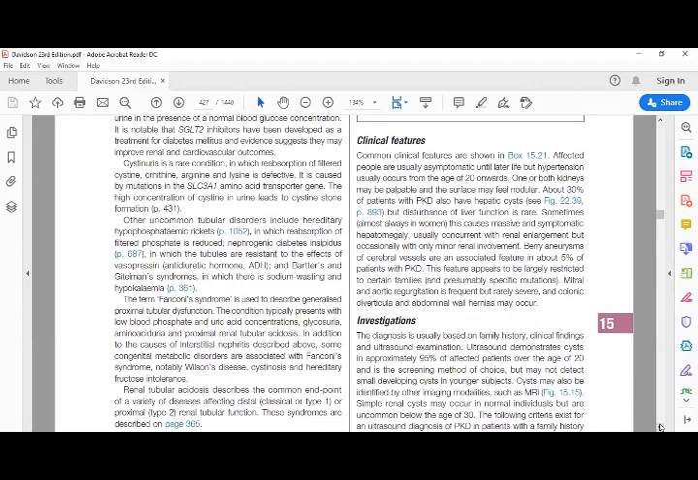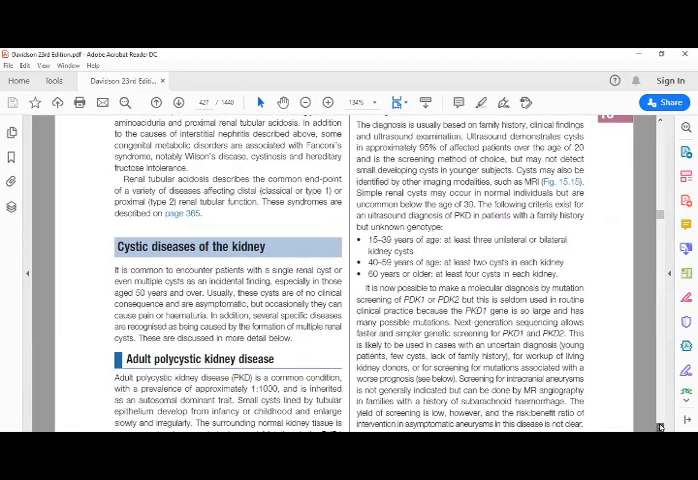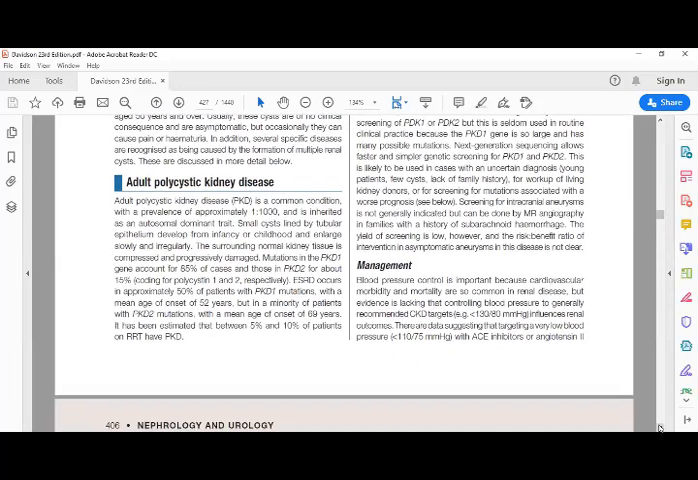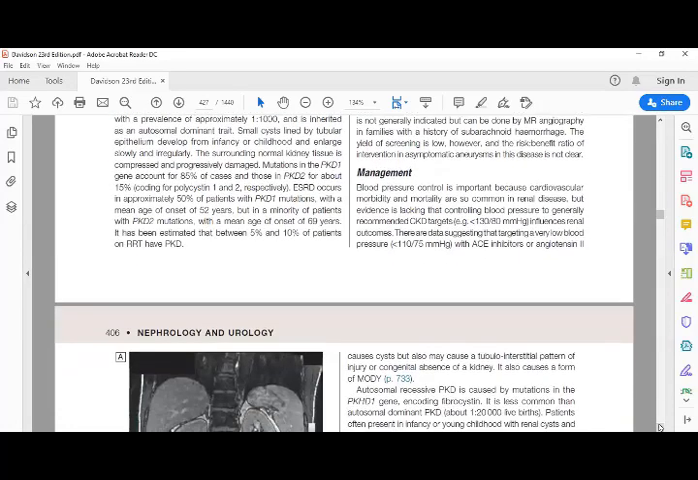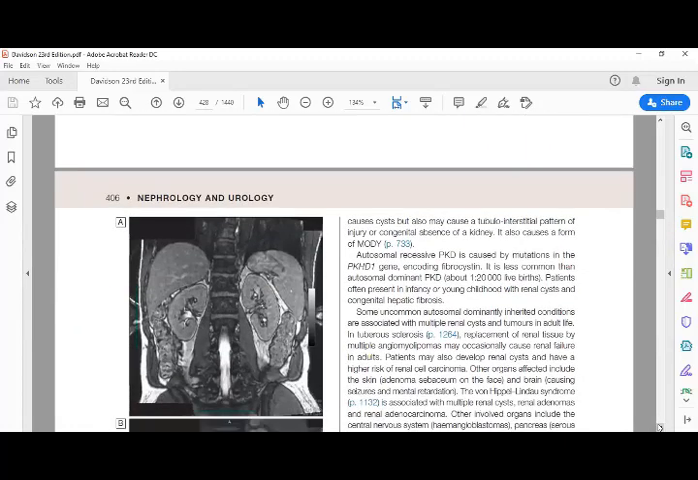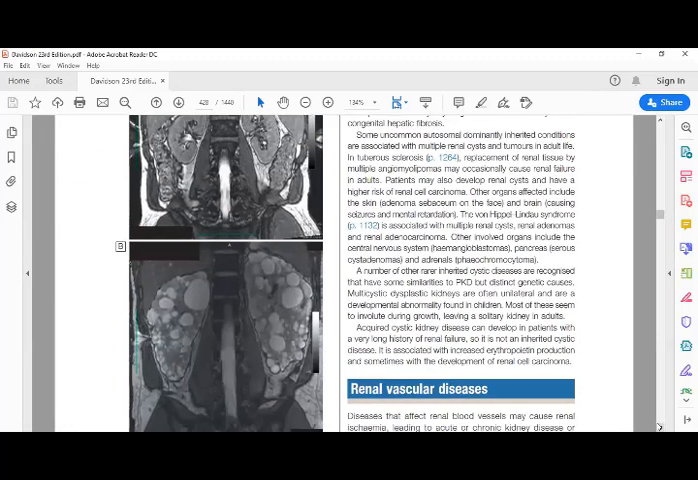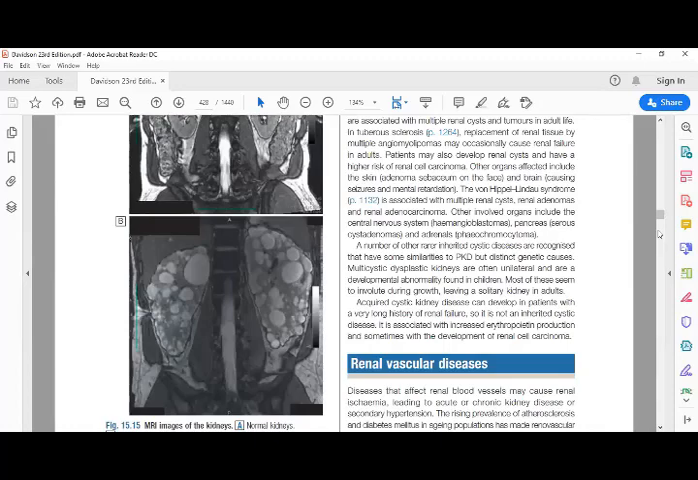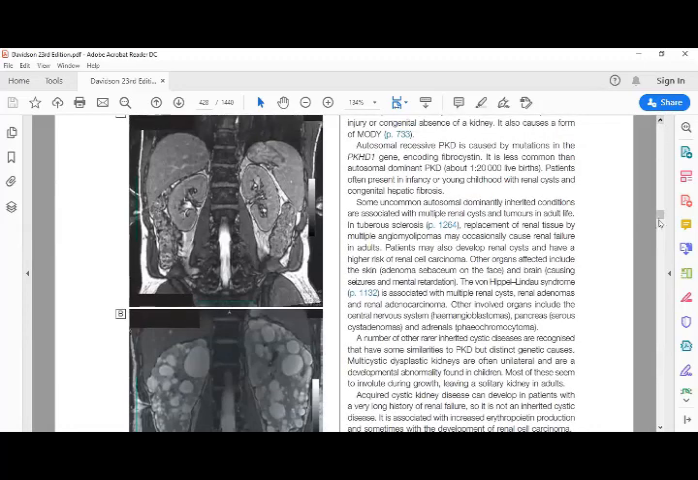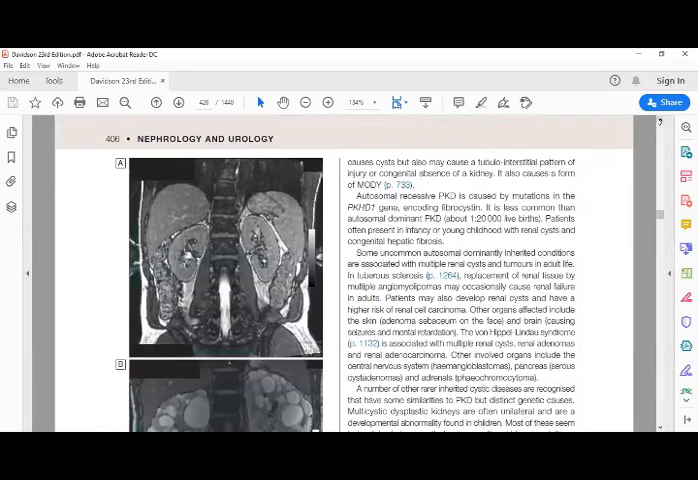Investigation is by ultrasound and MRI. Management includes control of blood pressure, and if end-stage renal, then management of end-stage renal disease by renal replacement therapies, including hemodialysis, renal transplant, or peritoneal dialysis.